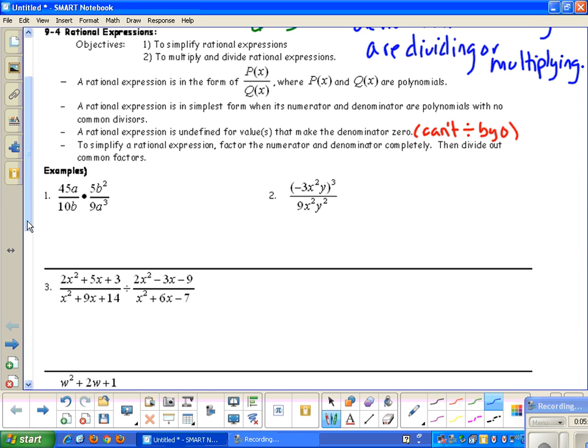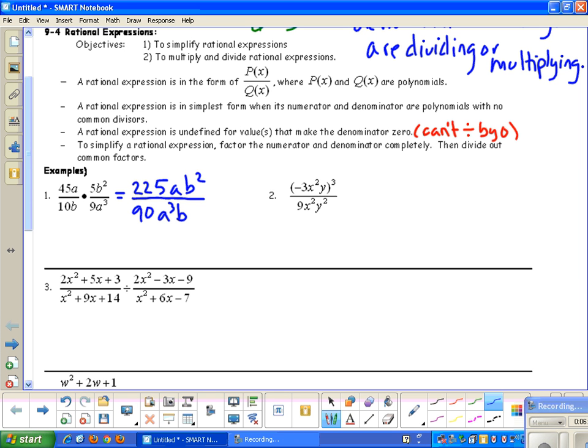In this case, remember, you want to look for a common factor. You could do a couple of things. You could just go ahead and multiply everything through right away. So 45 times 5 would give me 225, and then we have b squared in my numerator, all divided by 10 times 9, which would give me 90, and then a to the third over b.